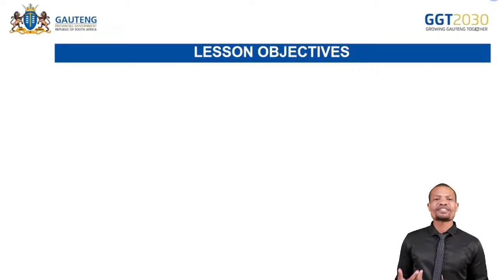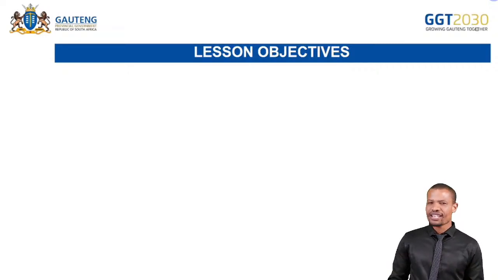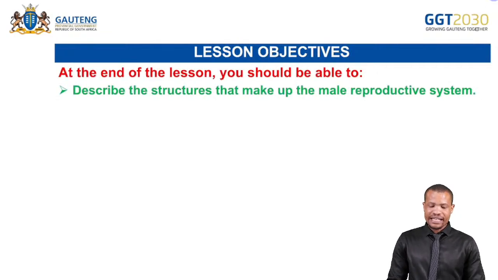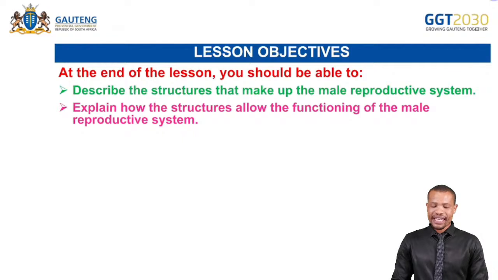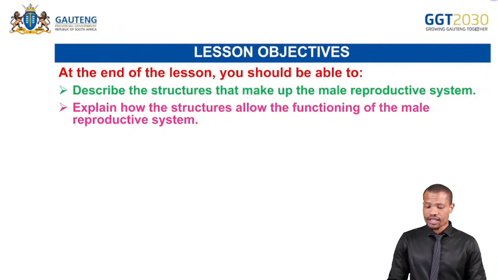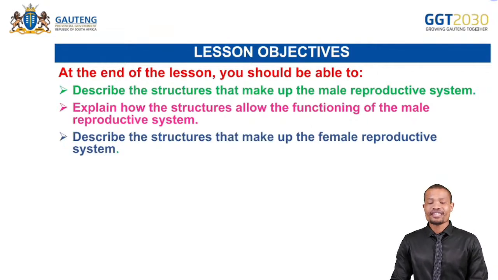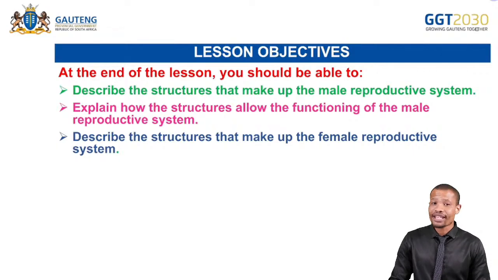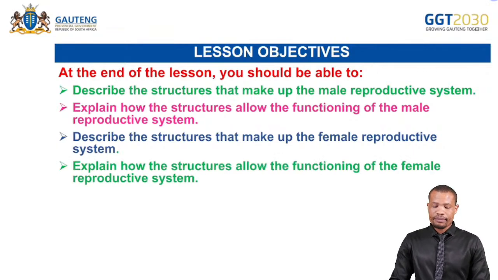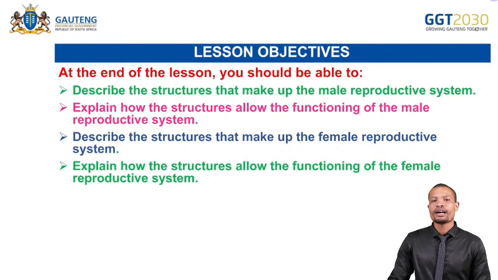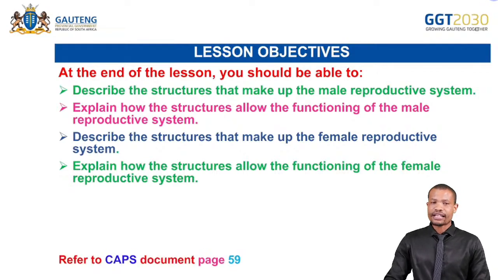Right, so what's the point of this lesson? Why are we doing this and what are we trying to achieve? We are trying to ensure that by the end of this lesson, you should be able to describe the structures that make up the male reproductive system. You should also be able to explain how the structures allow the functioning of the male reproductive system. You should also be able to describe the structures that make up the female reproductive system. And you should be able to explain how the structures allow the functioning of the female reproductive system. Now, for more information on this, you can refer to the grade 9 CAPS document on page 59.